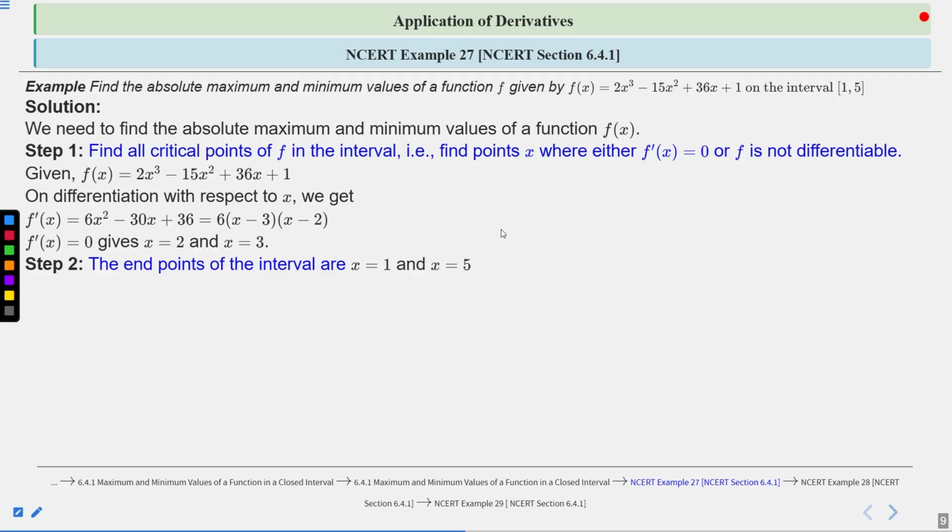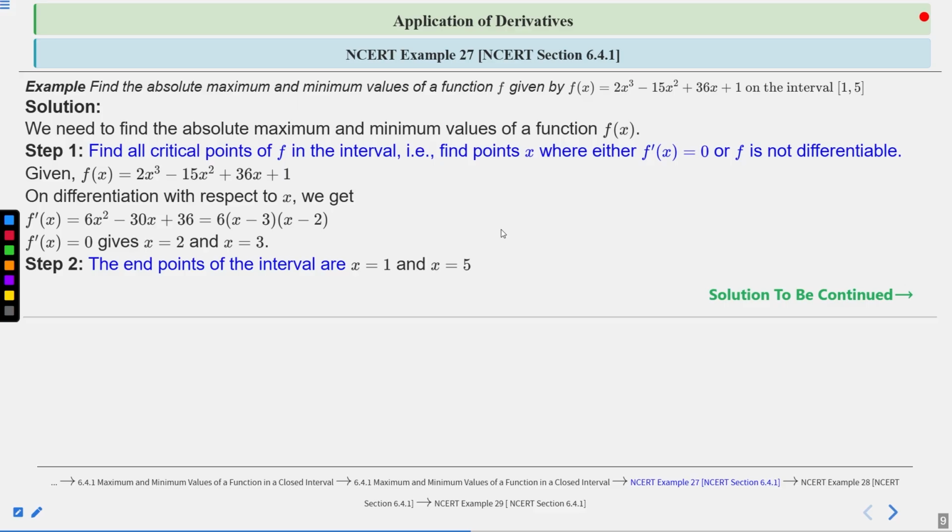Step 2. The endpoints of the interval are basically x equal to 1 and x equal to 5.